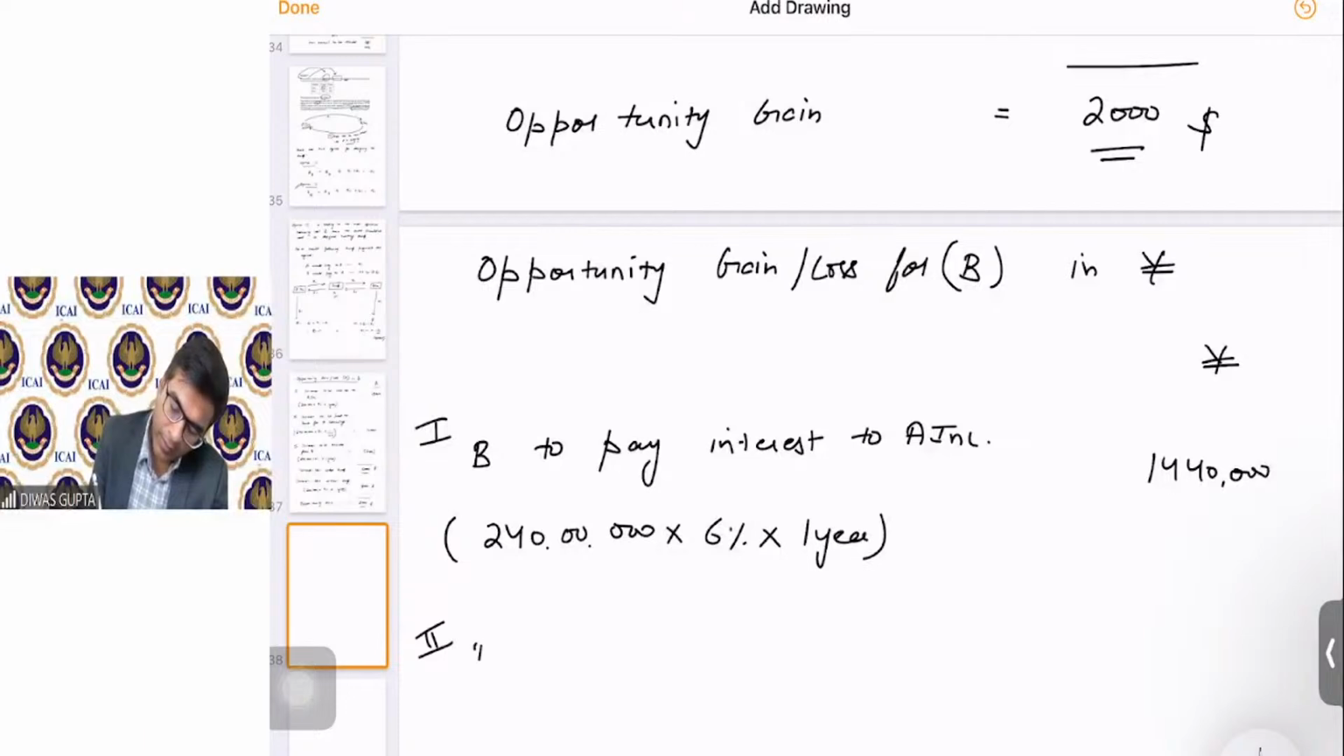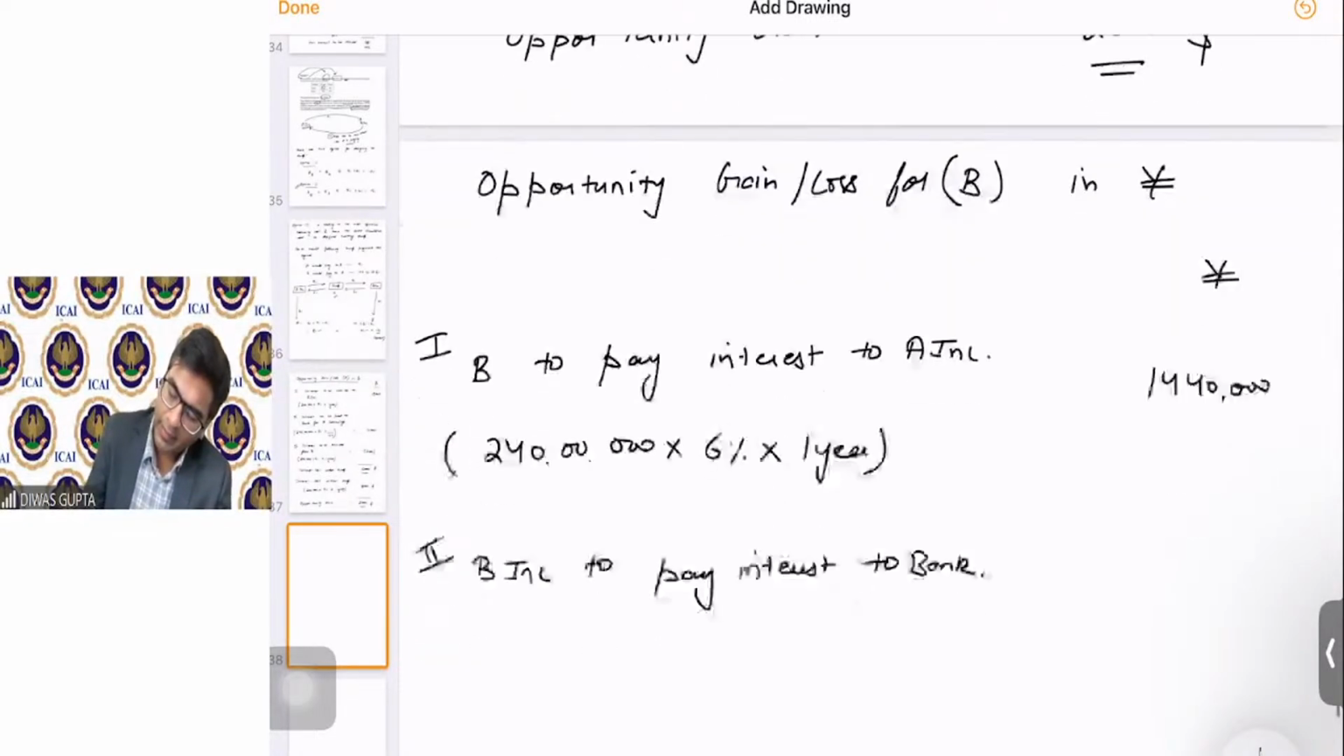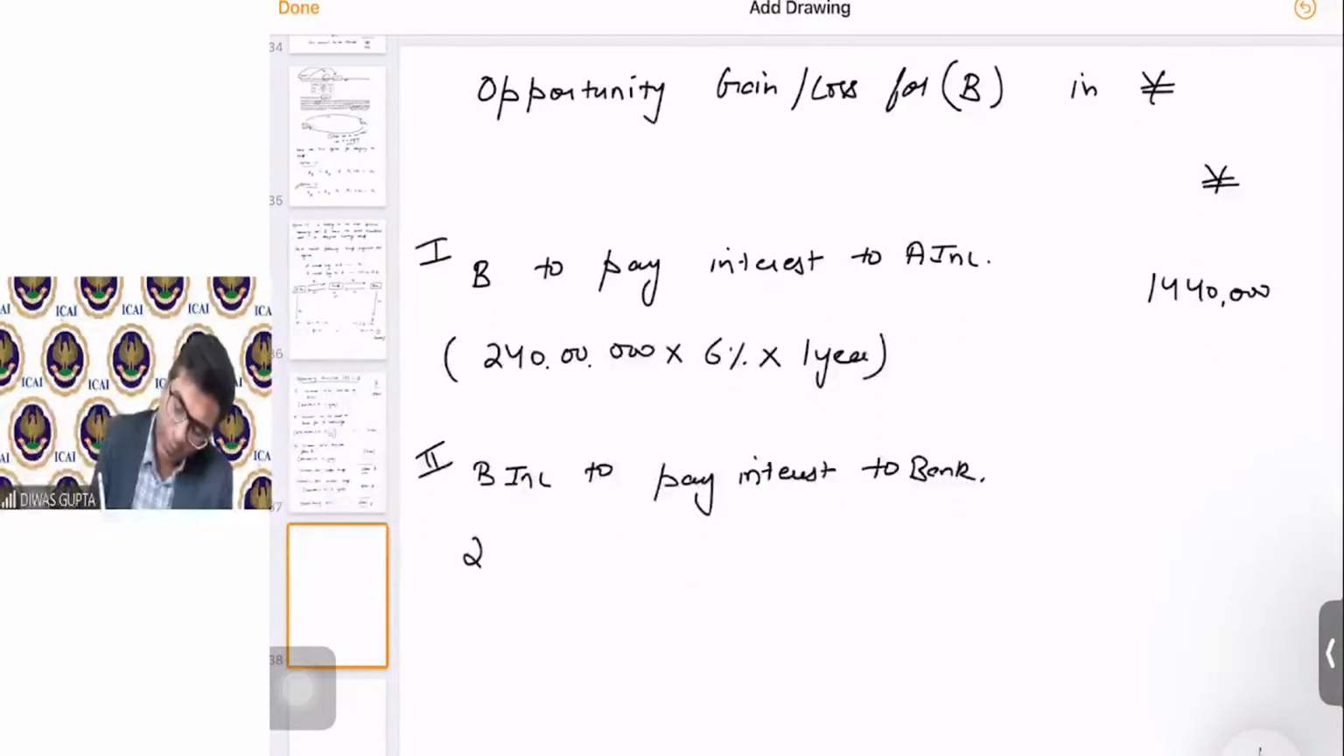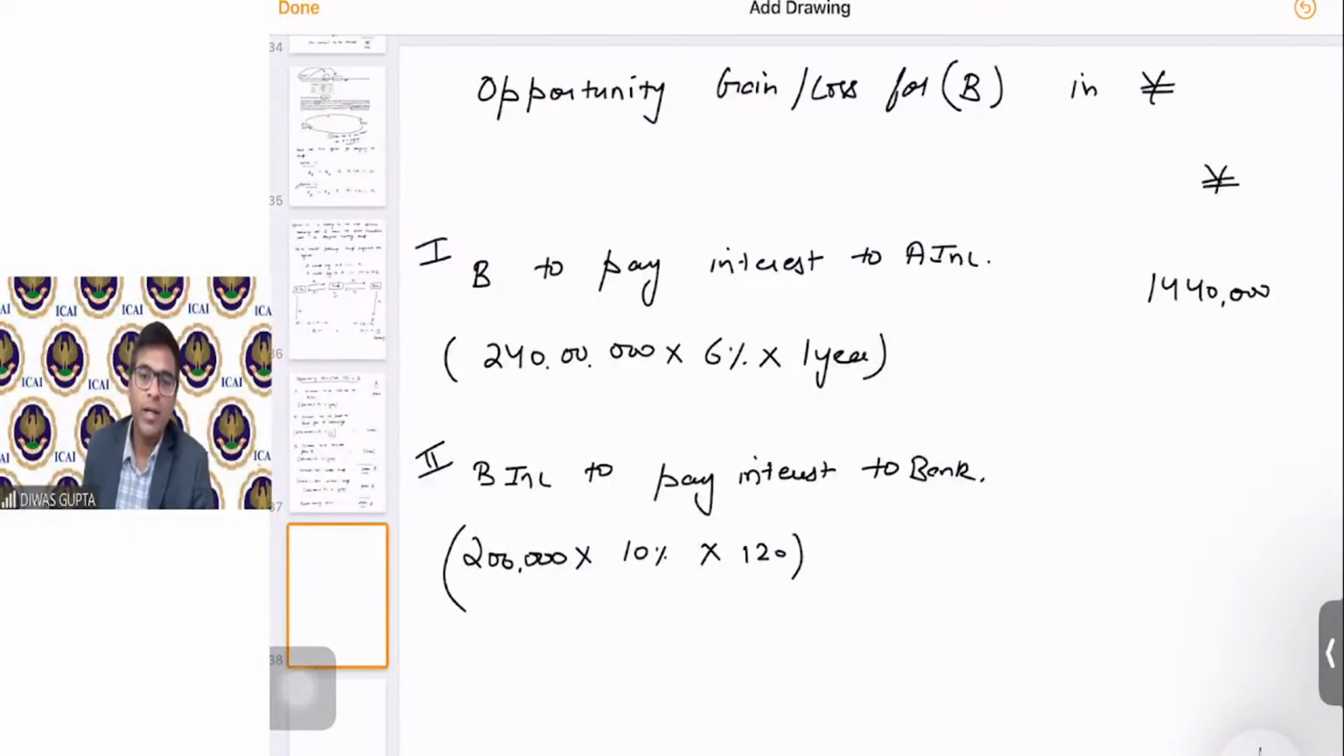Second, B Inc. has to pay interest to the bank. This will be how much? 2 lakh dollars into 10%. 10% is the rate at which B will borrow a dollar loan, right? So 2 lakh dollars B Inc. has borrowed at 10%, and to calculate it in yen, multiplying it by 120, correct? Again for 1 year. So this becomes 24 lakhs.